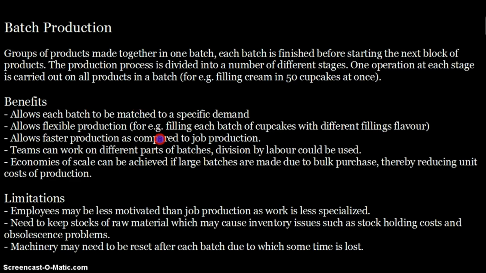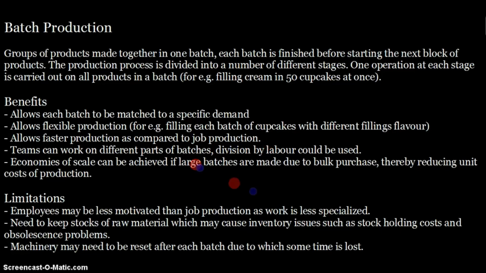It also allows for faster production as compared to job production, because it's generally capital intensive. So machines work harder and faster. They don't require rest, etc. And then teams can work on different parts of batches. That is, division of labor could be used. So you can just divide your labor into teams: one team on process A, one team on process B, one team on process C. That way it could also be done perhaps in labor intensive businesses.